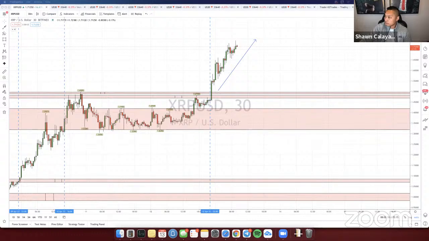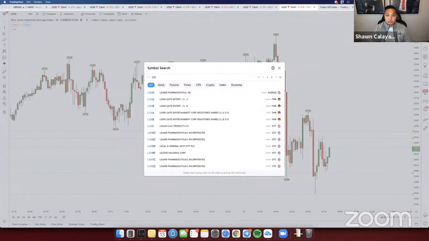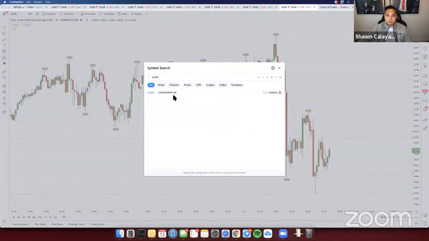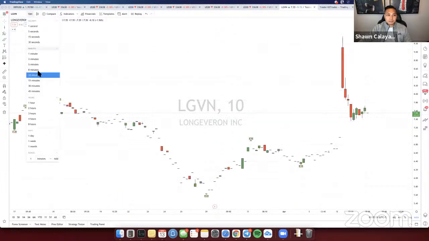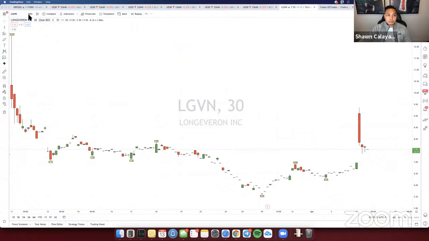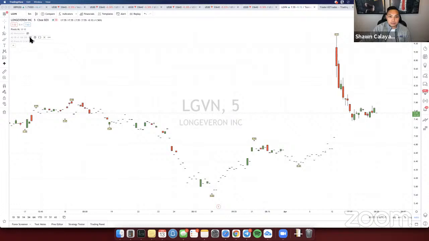Sorry, so I looked at that. RNDM said LGVN. I'm assuming that's a stock, right? LGVN. Oh, I don't even know what this is, but it's moving all over the place. Let me see. What is it? Oh, it's a penny stock. That's why it looks like that. I think I have the zones on here too.